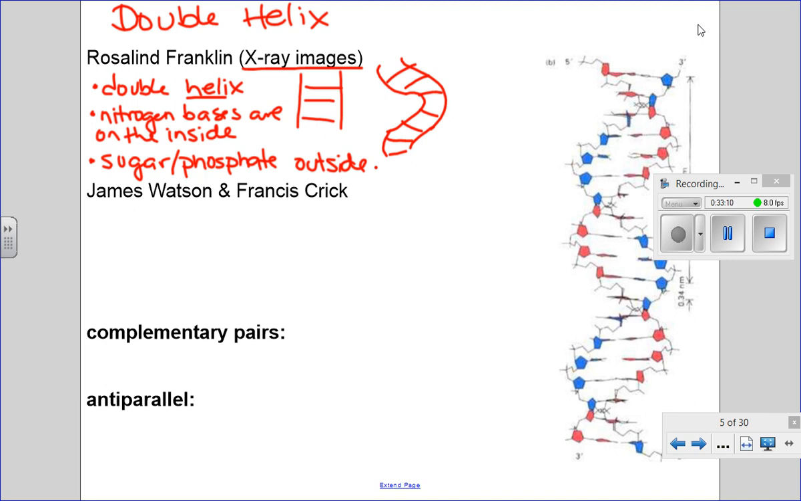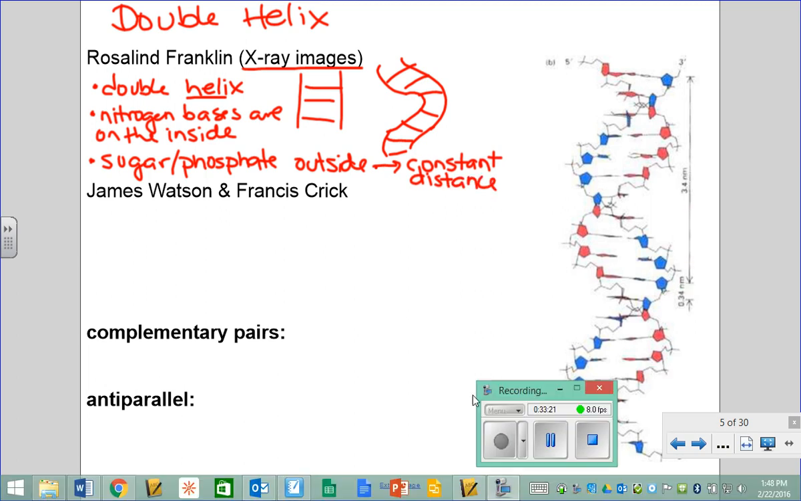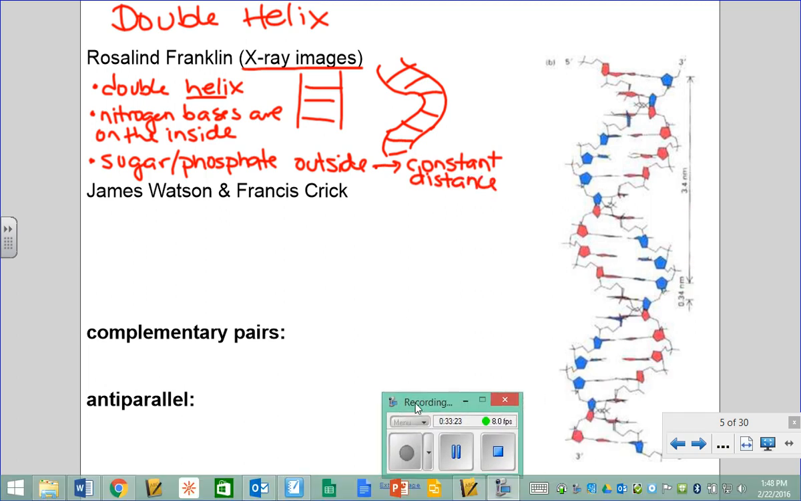Other things that she could tell from these X-ray images is that there was a constant distance between the sugars and the phosphates. So it was like every step of the ladder was equally spaced. And that would be preferable. If you've ever walked up stairs that are not equally spaced, like you get up to a landing and then the stairs change shape, you trip because your brain is used to a particular distance between stairs. So there's a constant distance. When I say constant distance, I mean like this way.